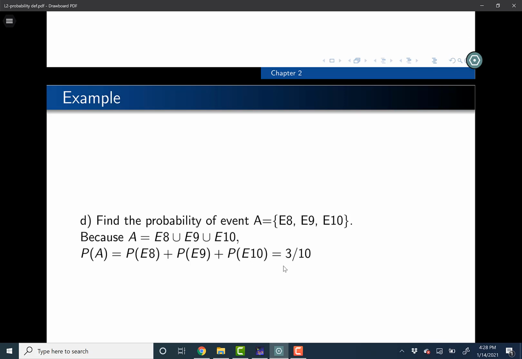So what did we do? We had probabilities of E8, E9, E10. We know all of them are disjoint. So the probability of A is just the probability of this one plus this one plus this one. So we're using the third axiom here.